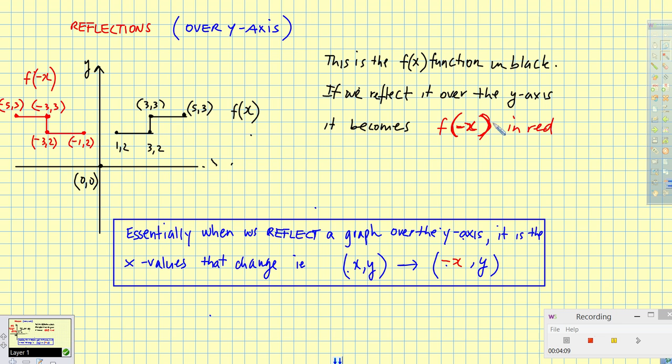So essentially, when we reflect a graph over the y-axis, it's the x values that are going to change, and then (x, y) would go to (negative x, y). And you could see that from the graph above. The red graph on the left is our f of negative x. So our x values are changing. They're going from positive to negative, and that simply means that the y values stay the way they are.